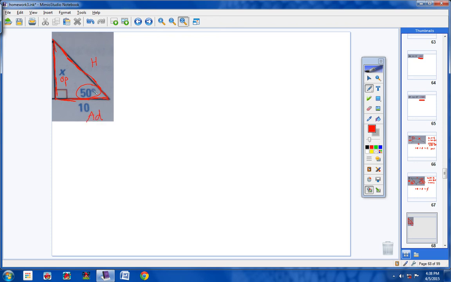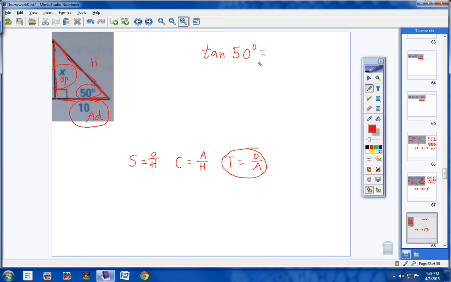So, this is the angle I'm using. This is one side that I know, adjacent. This is the one side I'm looking for, opposite. So which trig function has adjacent and opposite? Tangent. So here we go again. Tangent of what angle? Well, what angle did I circle? 50 degrees equals opposite over adjacent. Now tangent of 50 is a number, and the tangent of 50 is 1.1918.